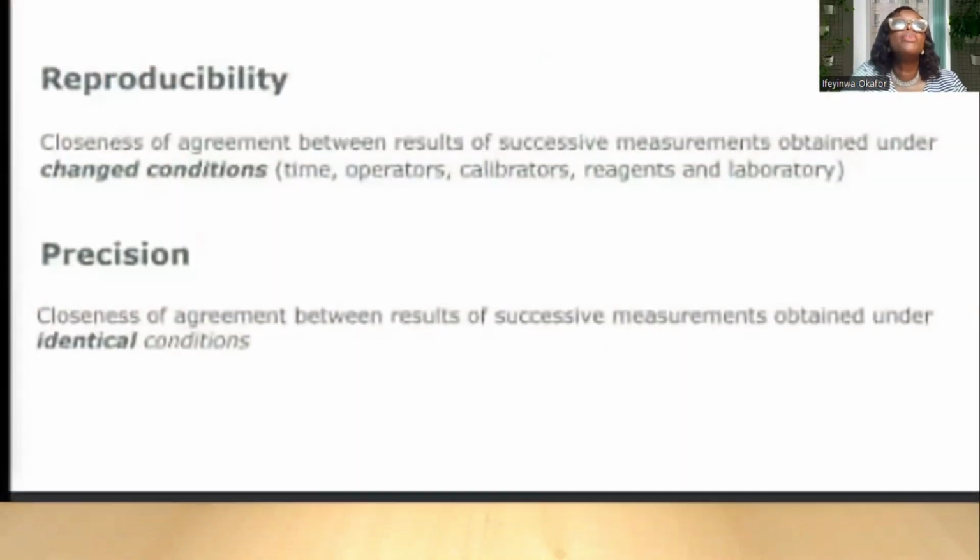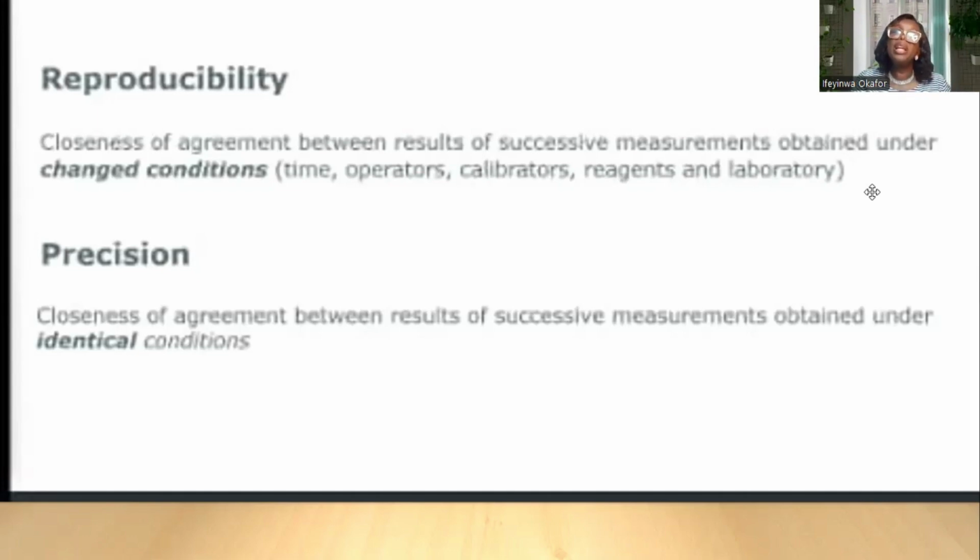Now we'll talk about the reproducibility and the precision as regards these 3 methods of titration that I've just mentioned. Reproducibility can be defined as the closeness of agreement between results of successive measurements obtained under changed conditions like time, operators, calibrators, reagents, and laboratory. While precision can be said to be the closeness of agreement between results of successive measurements obtained under identical conditions. So that is why, when we are doing the manual method of titration, it is advised that you include a historic sample to enable you to check what you are doing today.